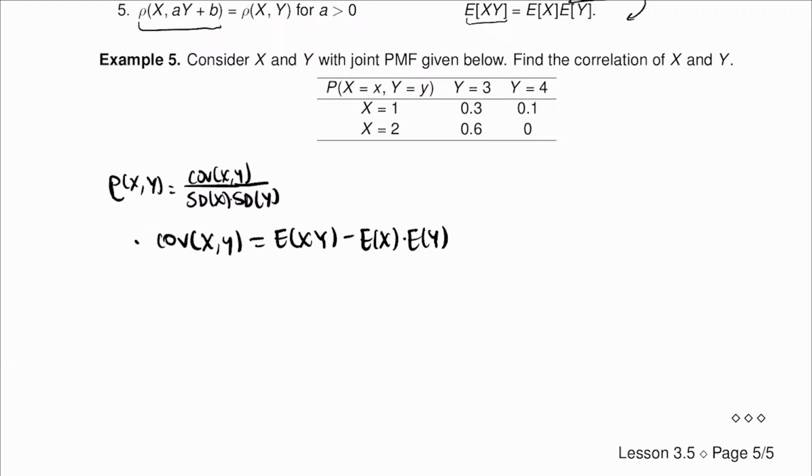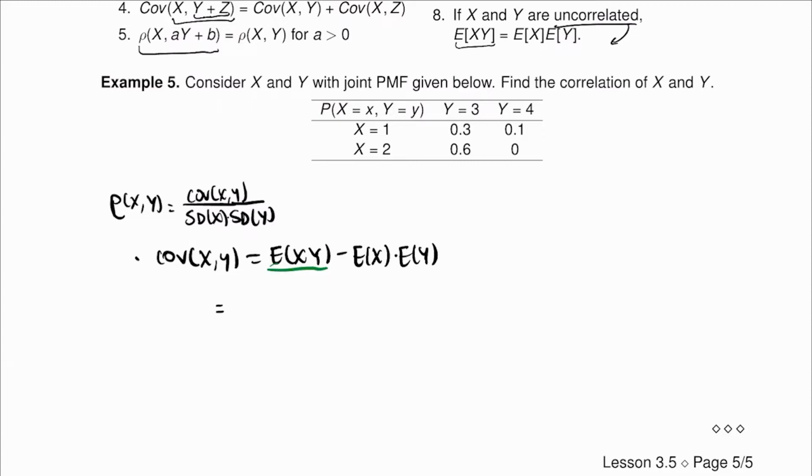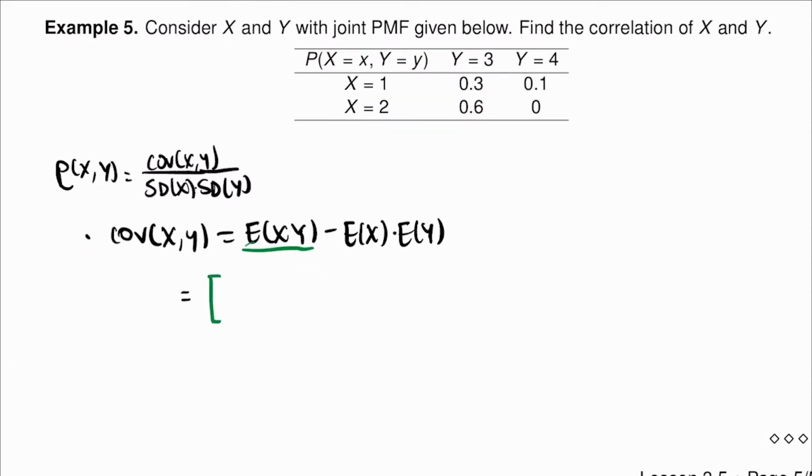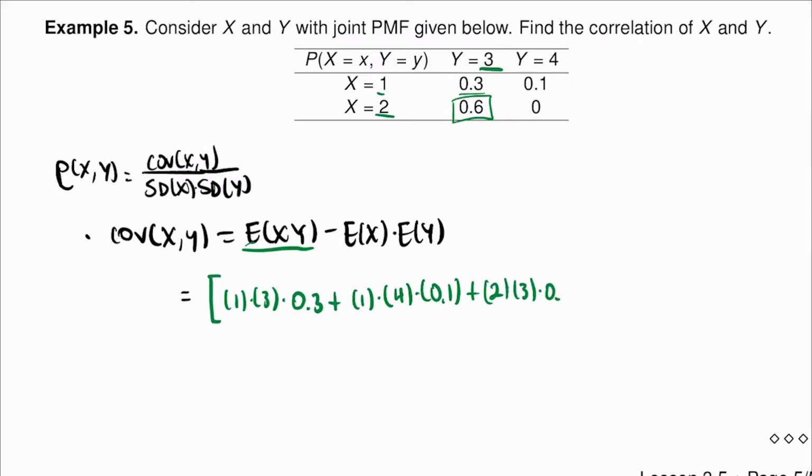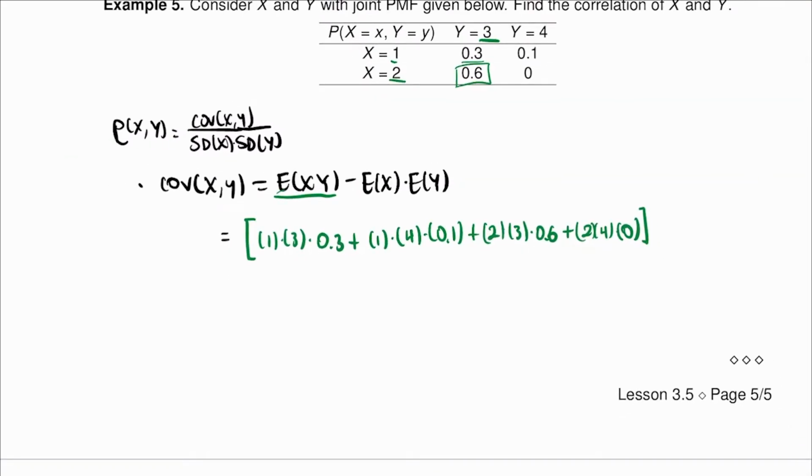What is this first expected value? Well, this expected value, using the formula, is the product of the two values times the joint PMF. So it's going to be 1 times 3 times the joint PMF, in this case 0.3, plus 1 times 4 times 0.1, plus 2 times 3 times the joint PMF, plus 2 multiplied by 4 multiplied by the joint PMF, that is 0. That is the expected value of the product of the two random variables X and Y.